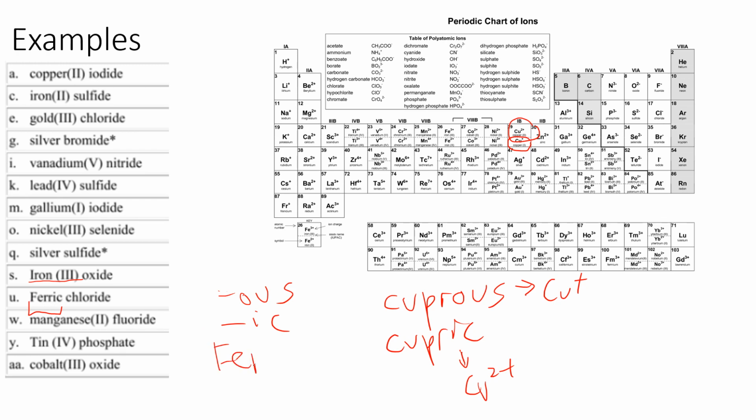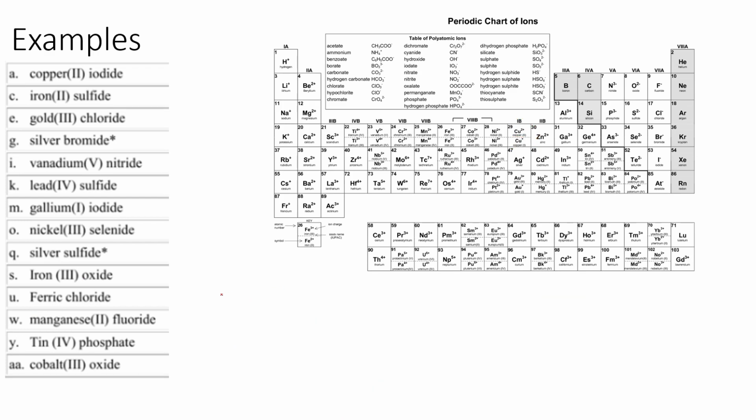Same thing if you said ferrous, that's the lower charge, so that would be Fe2+. Ferric, that would be Fe3+, that's a higher charge, so in this case it's Fe3+, so you get FeCl3. Okay. Manganese(II), it's a lower charge, so you would get MnF2.